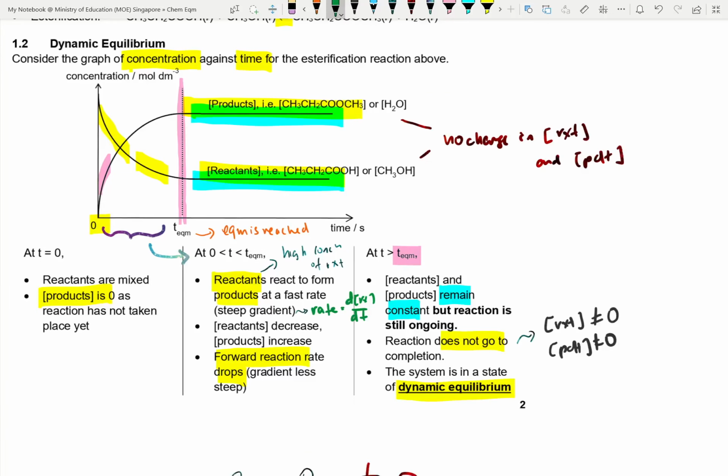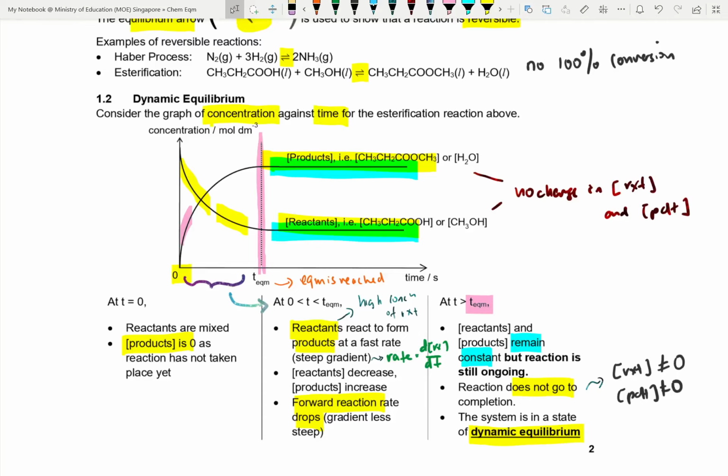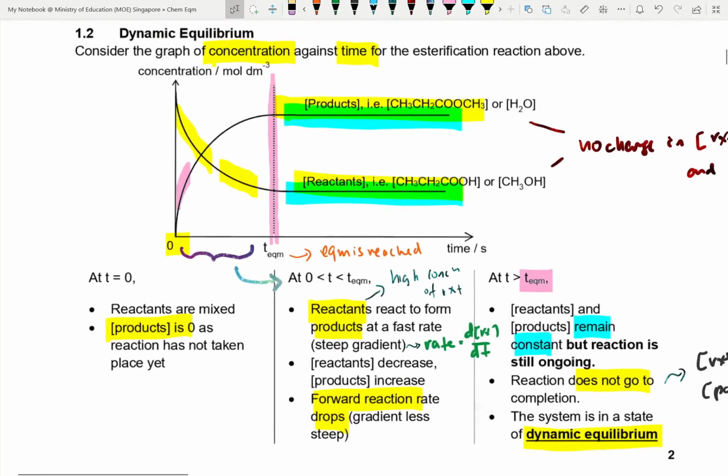Hey guys, before we move on to section 2, can I refer you back to section 1.2? Remember we were talking about how the gradient represents the rate, because basically the rate is the change in concentration of the reactant over time. But I realized that I forgot to include the negative in front here. So rate is equal to the negative of the change in concentration of reactant over the change in time.